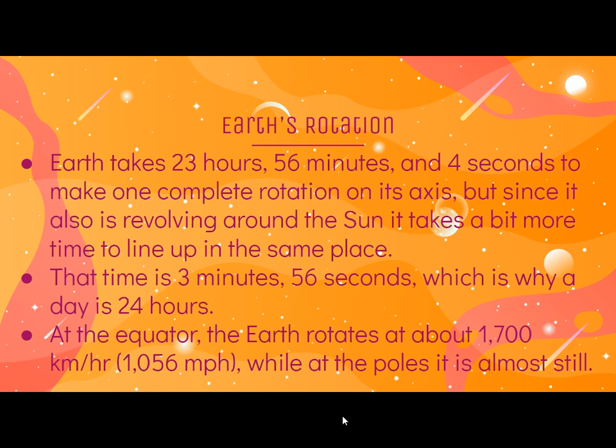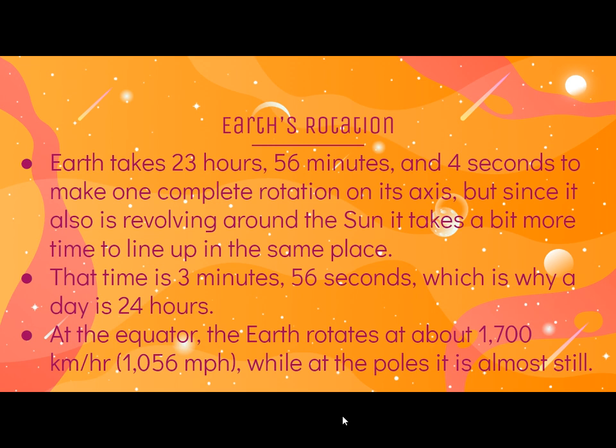So it takes the Earth 23 hours, 56 minutes, and 4 seconds to spin on its axis one full time. But I'm revolving around the sun. And so if I was just staying here, it would take exactly that long for me to come back and face the sun in the exact same way, right? But because I start here and I'm moving, it's going to take me a little bit longer to face the sun here than it did here. It's going to take me just a few more minutes to get back around to where I was.